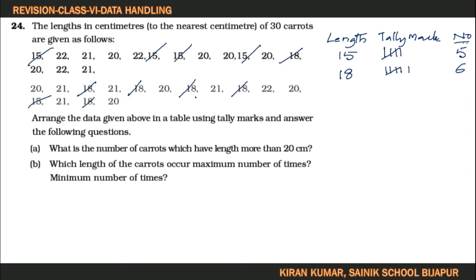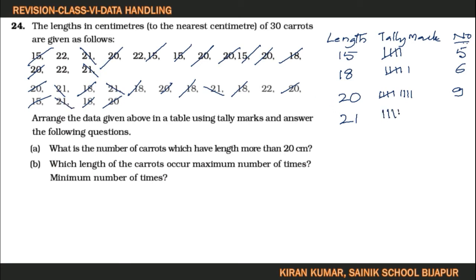Next we have got 20. 1, 2, 3, 4, 5, 6, 7, 8, 9. Next we have 21. 1, 2, 3, 4, 5, and a 6.